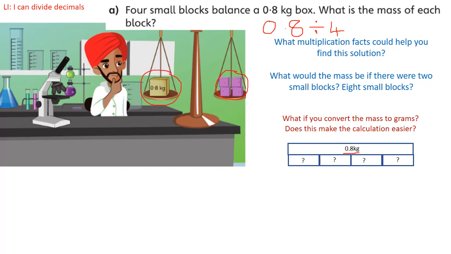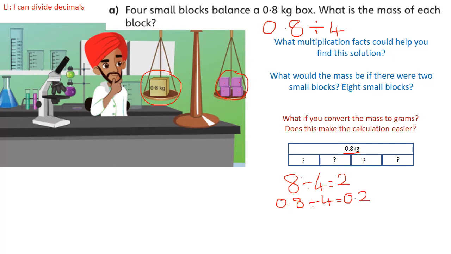I wonder if there's any known multiplication facts that might be able to help us based on what we've done before. Well, I know that 8 divided by 4 equals 2. So 8 ones divided by 4 equals 2 ones. I wonder then if the same thing applies with multiplication as it does with division. I wonder if I can say 0.8 or 8 tenths divided by 4.